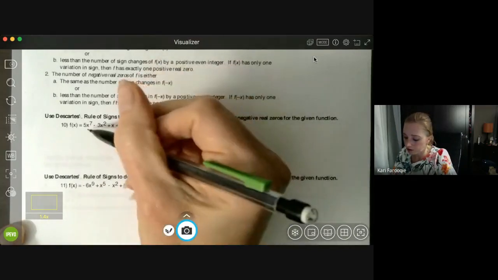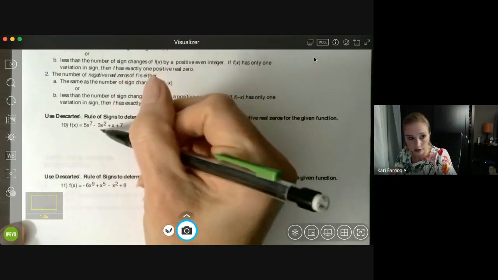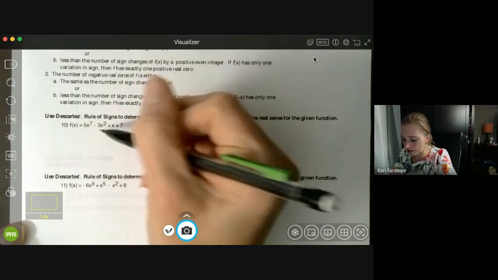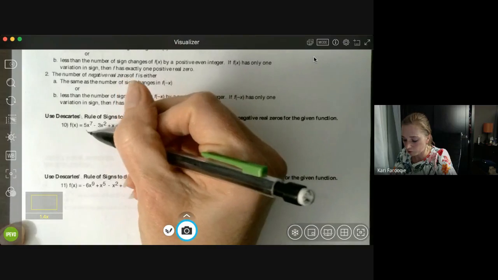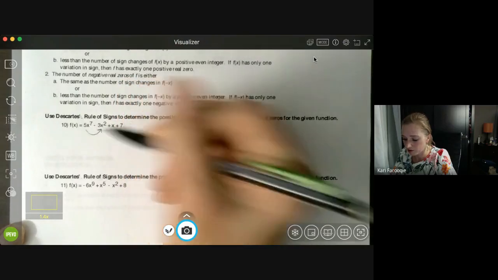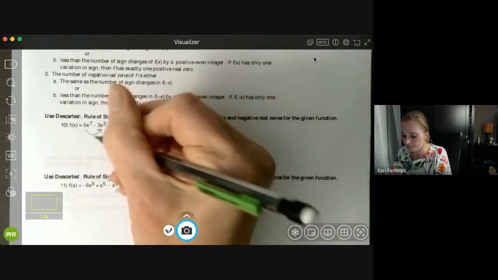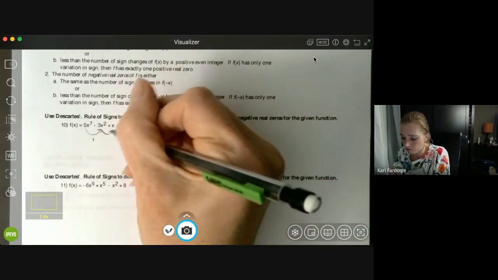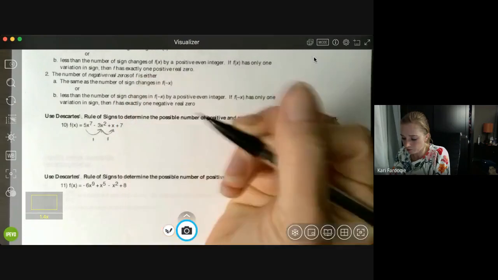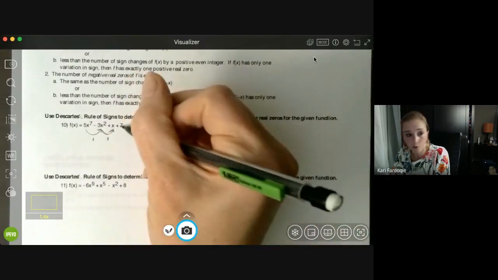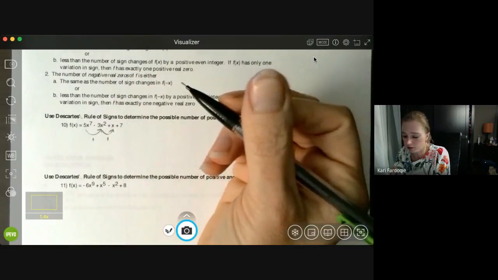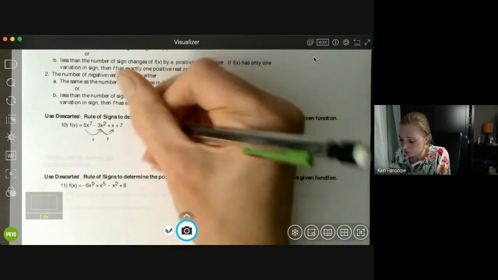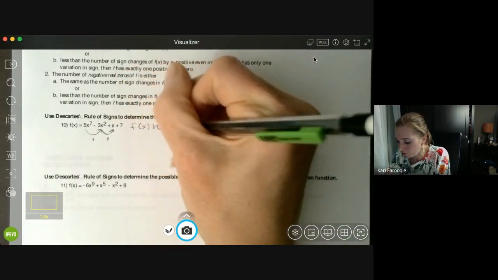Now, in order to get from the first term to the next term, we would say that there was one sign change because we went from positive to negative. So that makes 1. And then we went from negative to positive. So that's another 1. But then from positive to positive is not a sign change. So we would say that f of x has 2 sign changes.